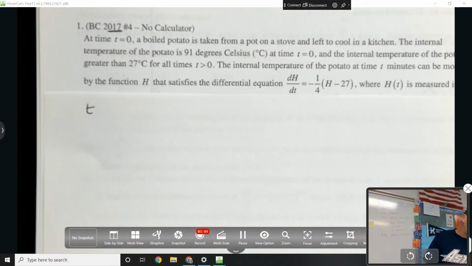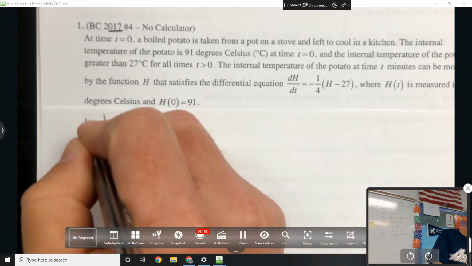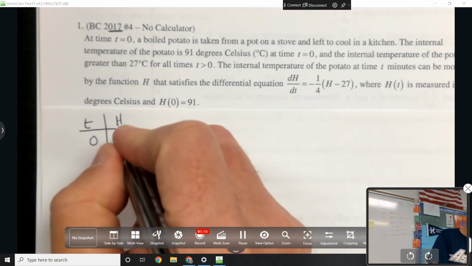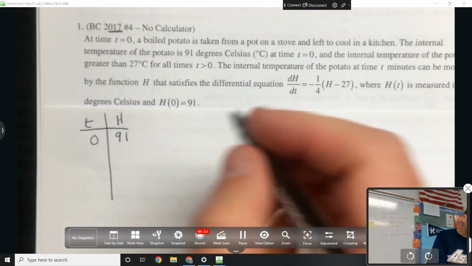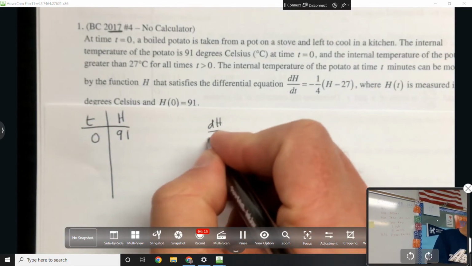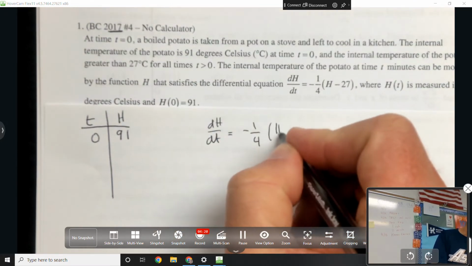Let's see, so it's using H and peeking ahead for the temperature. So at time 0, the temperature is 91. The internal temperature of the potato is greater than 27 for all times greater than 0. The internal temperature of the potato at time t minutes can be modeled by the function that satisfies the differential equation. Okay, so it's giving us the derivative, it's giving us the rate.